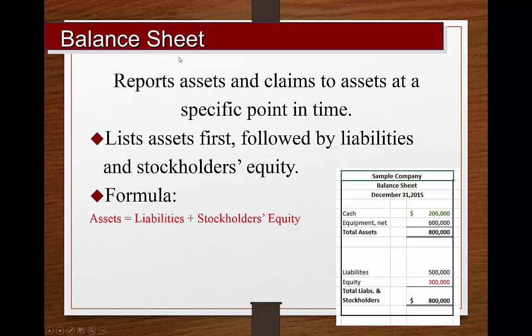which is the balance sheet. This balance sheet, you'll notice, is 1 day only, so it's reporting assets and any claims to assets at a specific point in time. So this is the last day of the year in this example. And you can see that the formula is assets followed by liabilities and equity. And in order for this financial statement to balance, assets are always going to equal liabilities plus equity. Okay, so you can see the 800 total assets equals the 800 total liabilities plus equity.